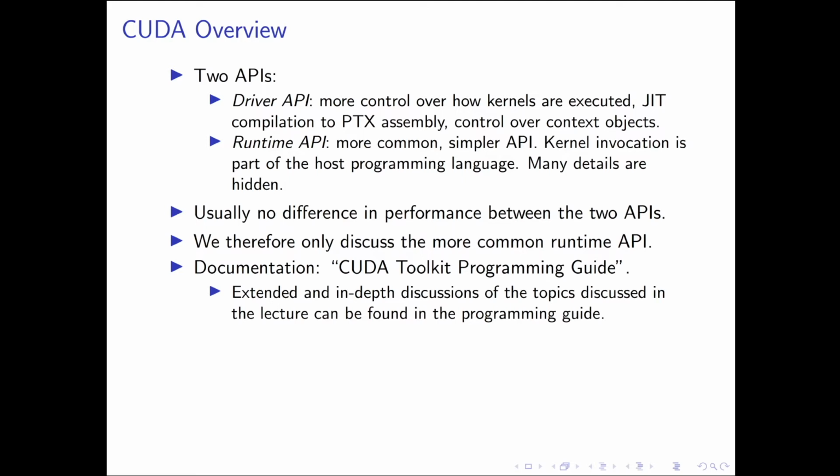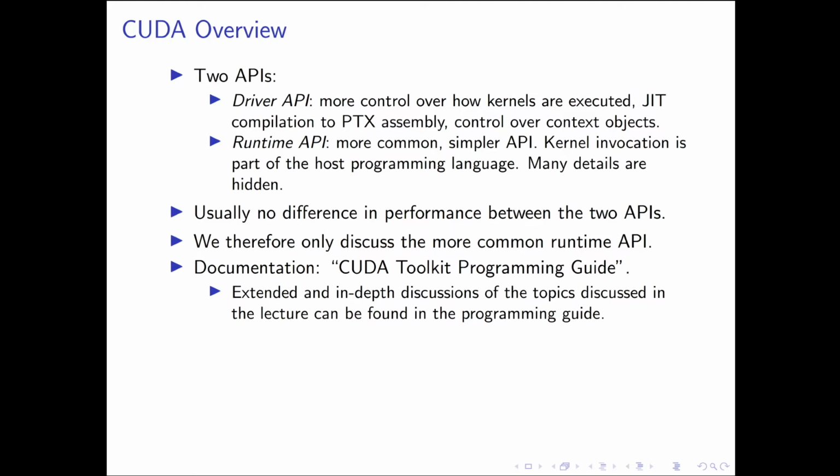But there's never any reason for us to interact with that context object. So the runtime API is much more streamlined, but in general, there's usually not a big difference between the two APIs when it comes to performance. You would usually only use the driver API when you need control over certain things that the runtime API just doesn't give you control over. And for those reasons, we will in this lecture focus on the runtime API because it's just much simpler.